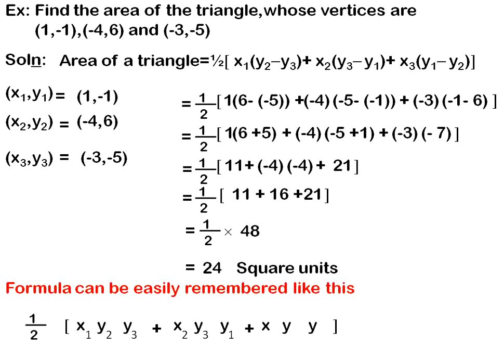First write 1, 2, 3. Next write 2, 3, 1. Next I have to write 3, 1, 2. Now I have to put the minus sign for y2 minus y3, y3 minus y1, y1 minus y2. Now I have to put the brackets like this. So here I got the formula: half into the bracket x1 into y2 minus y3, plus x2 into y3 minus y1, plus x3 into y1 minus y2. So this can be easily remembered like this.